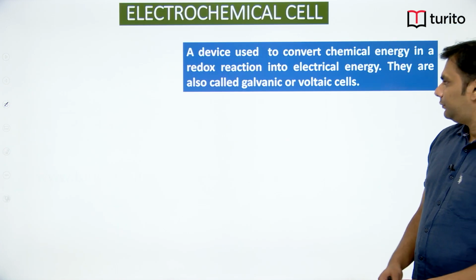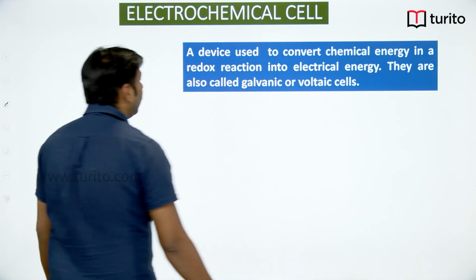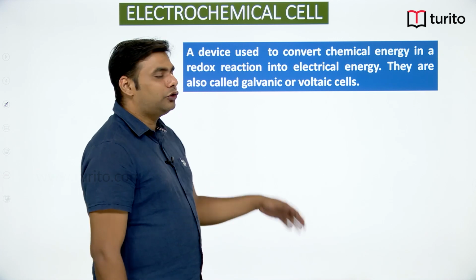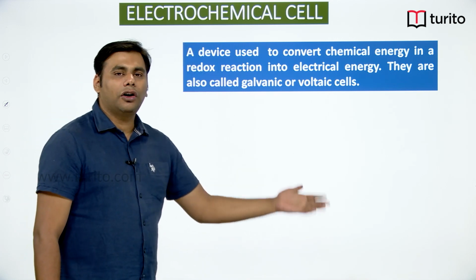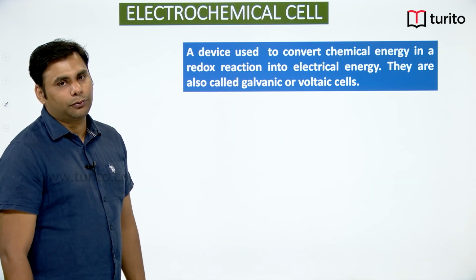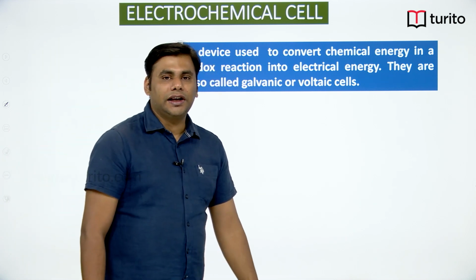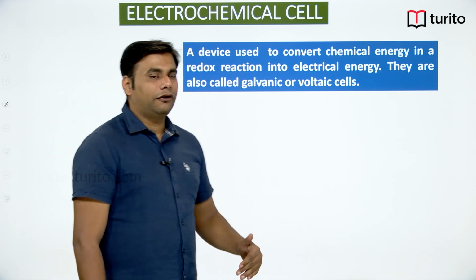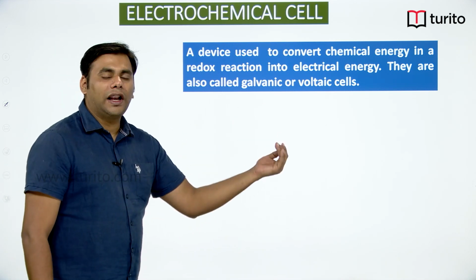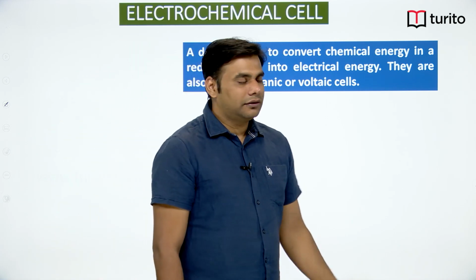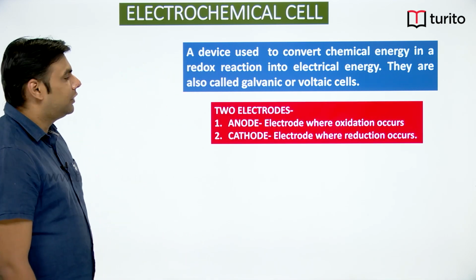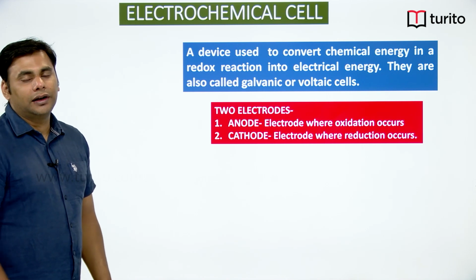Now let us understand the concept of electrochemical cell. So basically an electrochemical cell is a device that is used to convert chemical energy in a redox reaction into electrical energy. Obviously the reaction has to be a spontaneous one. So they are also called galvanic cells or voltaic cells. Let me draw the basic setup to make you understand how this electrochemical cell works.